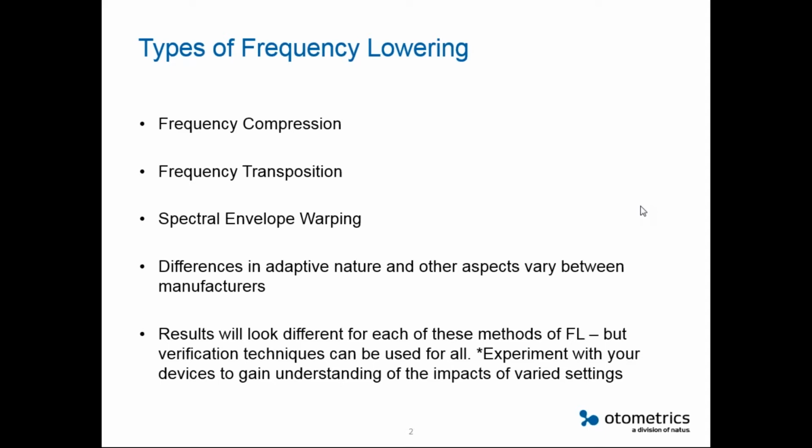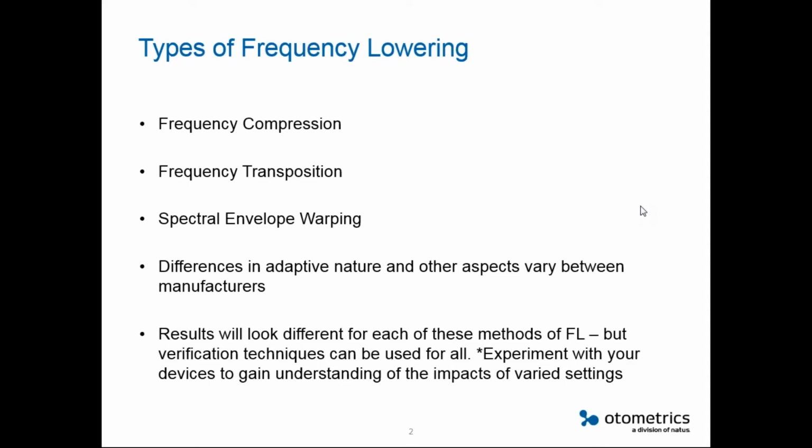Frequency transposition is another method that's often used, and that involves cutting part of the signal and then pasting it to a lower area, but not compressing it, maintaining the traditional bandwidth. And spectral envelope warping is similar to frequency transposition, but it also preserves the original signal as well as places it in a lower frequency zone. So frequency compression would be like Phonak Sound Recover 2.